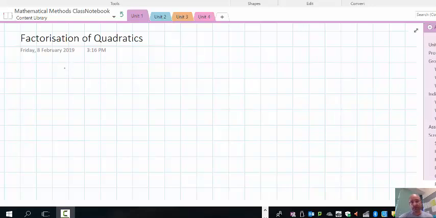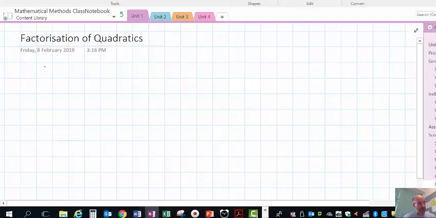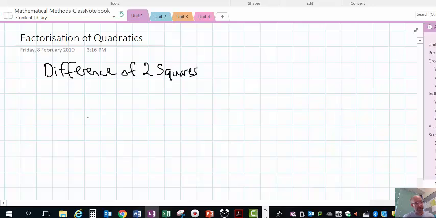We're going to look at factorisation of various types of quadratic functions. The first one we're going to look at is one that we've touched on before when we did expanding. When we've got the difference of two squares, or two things squared, we can recall a pattern, but we're going to apply it in the opposite direction.